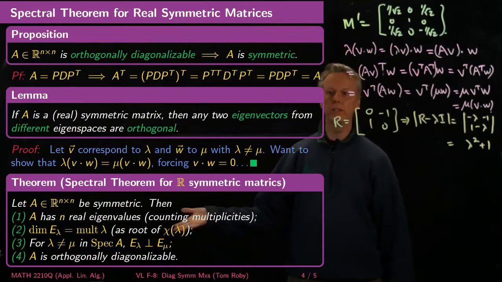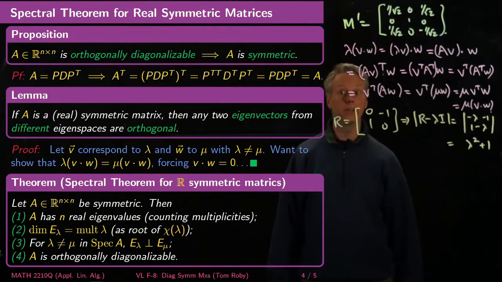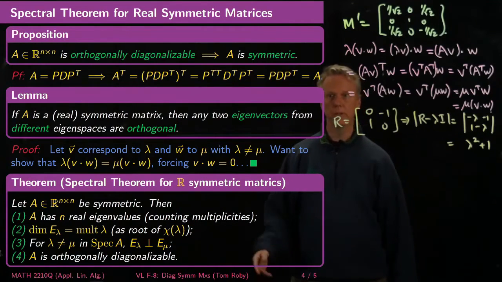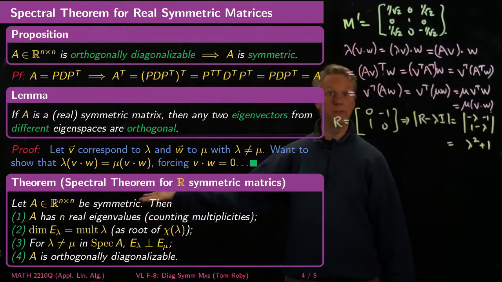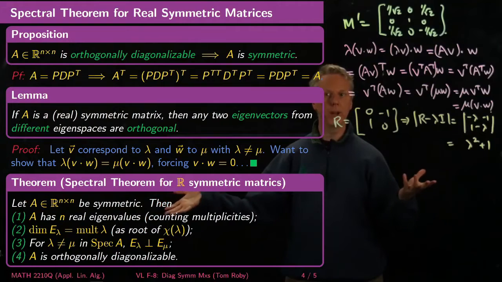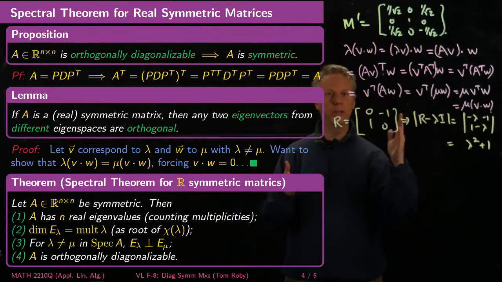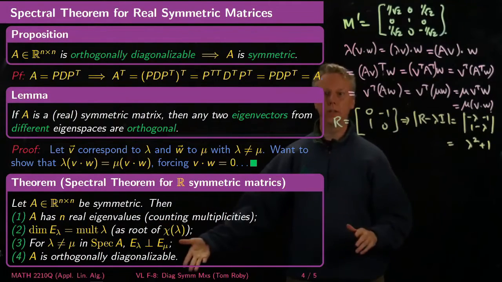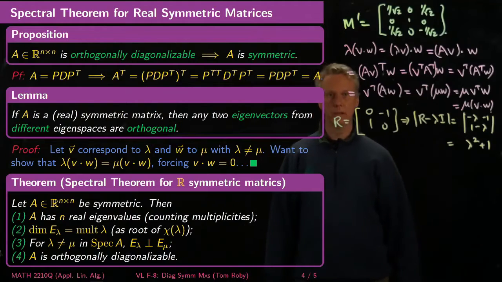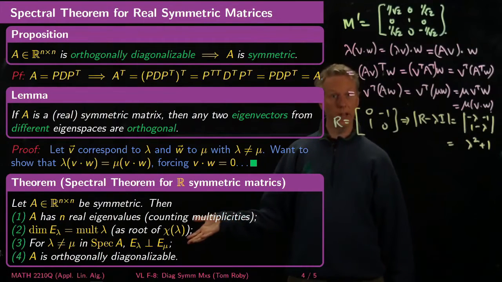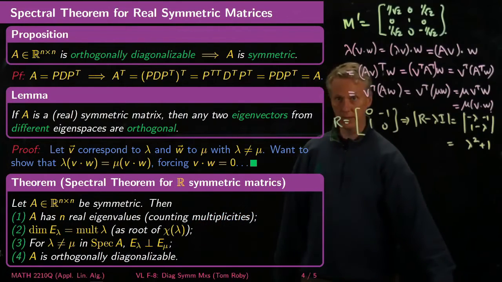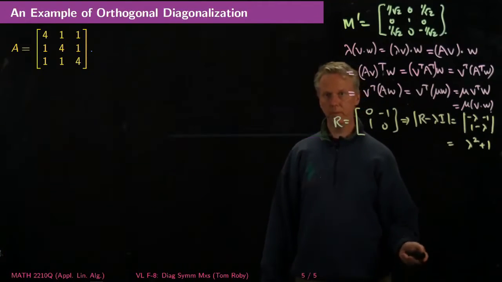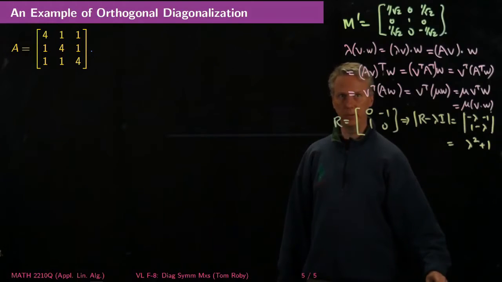And finally, under all these conditions, you get that A is orthogonally diagonalizable. Because all of these eigenspaces have the right dimension, they're all full dimension as opposed to being smaller, we end up getting diagonalizability, and then we can convert that to orthogonal diagonalizability using Gram-Schmidt. Okay, so let's do an example here.